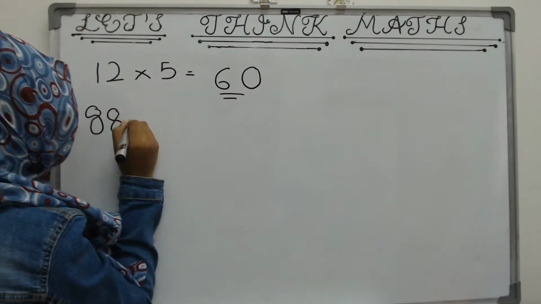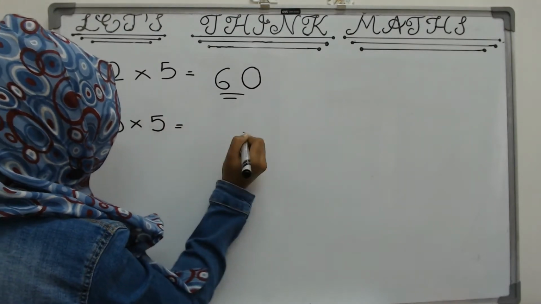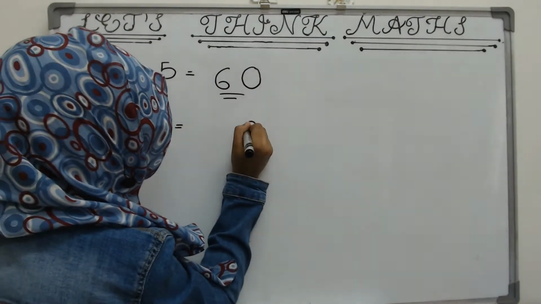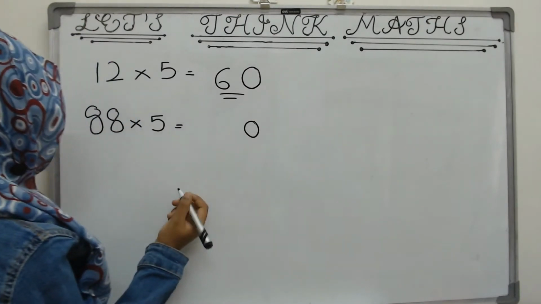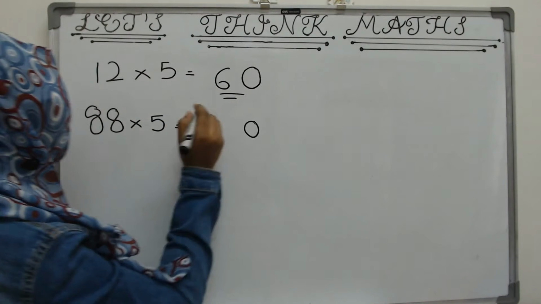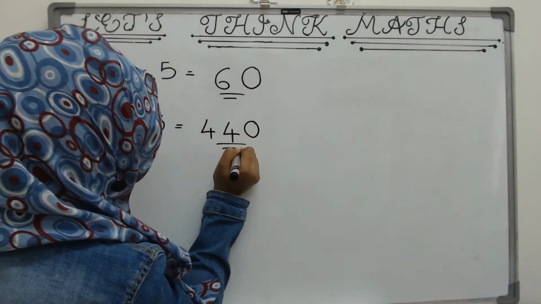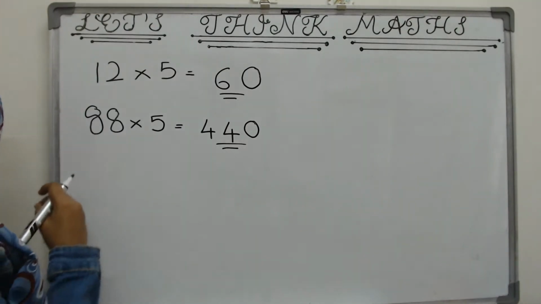Consider 88. As usual, the last digit will be 0. For the preceding digits, we will divide 88 by 2, which is 44. This is your answer. Now, let us go on to a slightly bigger number.